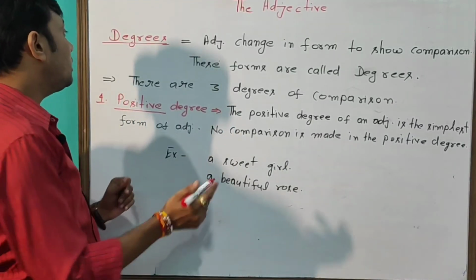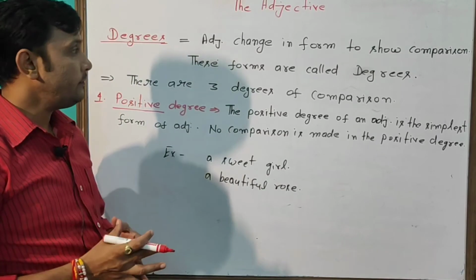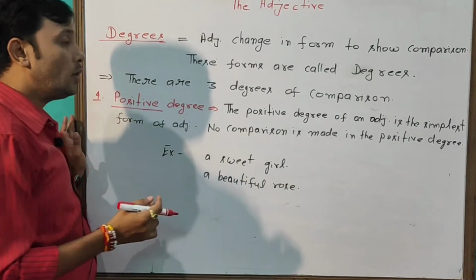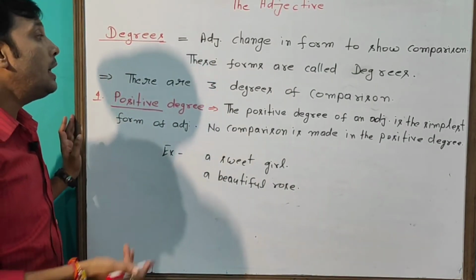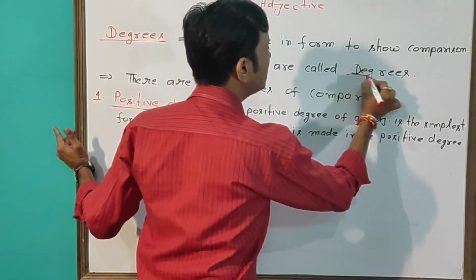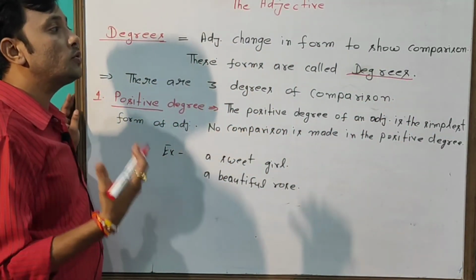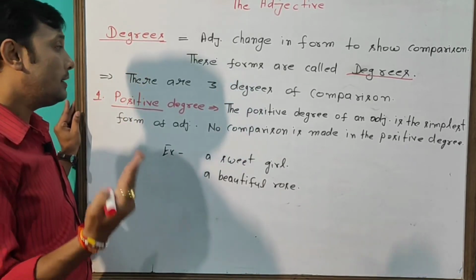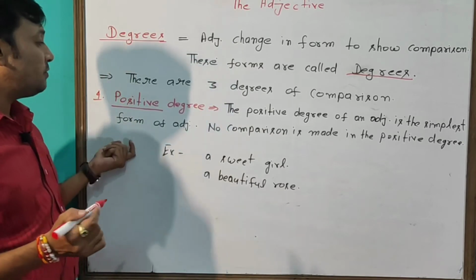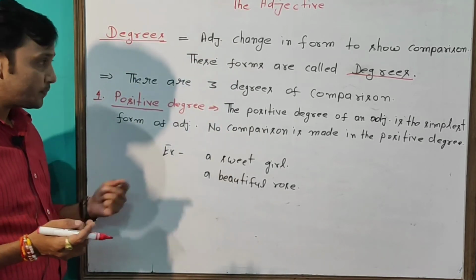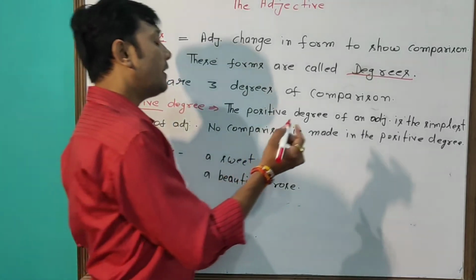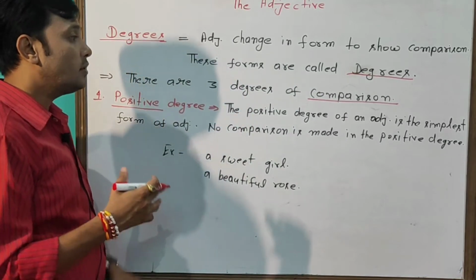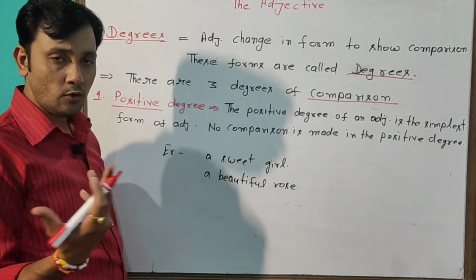Now, degree. Actually, degree is also a part of an adjective. An adjective changes in form to show comparison. Adjectives are also used for comparison, and these forms are called degrees. The comparison is done in 3 categories, known as degrees: positive degree, comparative degree, and superlative degree. So there are 3 degrees of comparison. Basically, degree is also a part of an adjective, because degree is also describing a noun or pronoun.